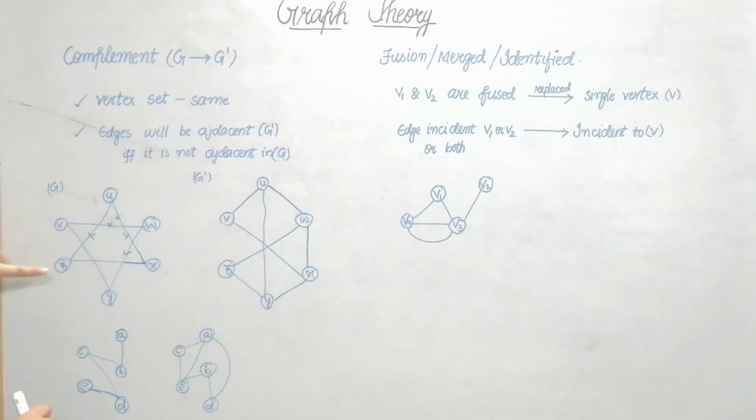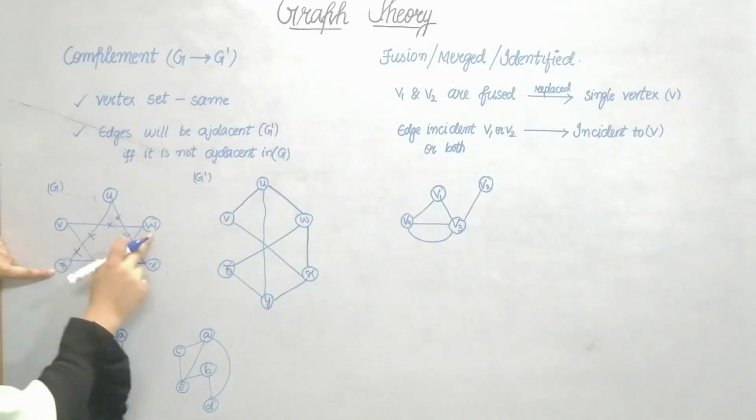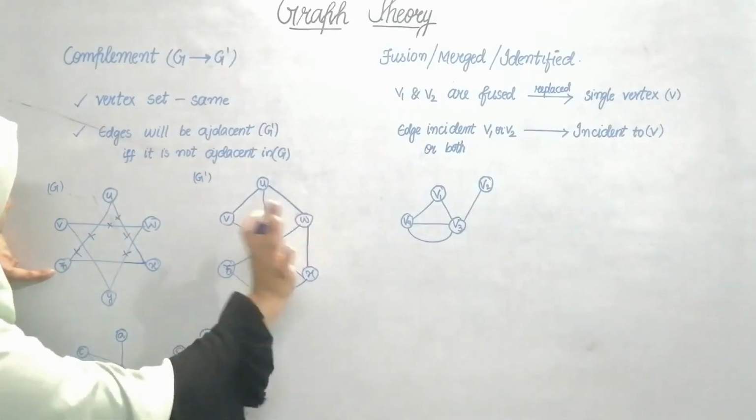Clear? Next, let's go with the Z. Z to U. There is an edge. We are not going to take it. Z to W. Is there any edge? No. We are going to form one, which is already done.